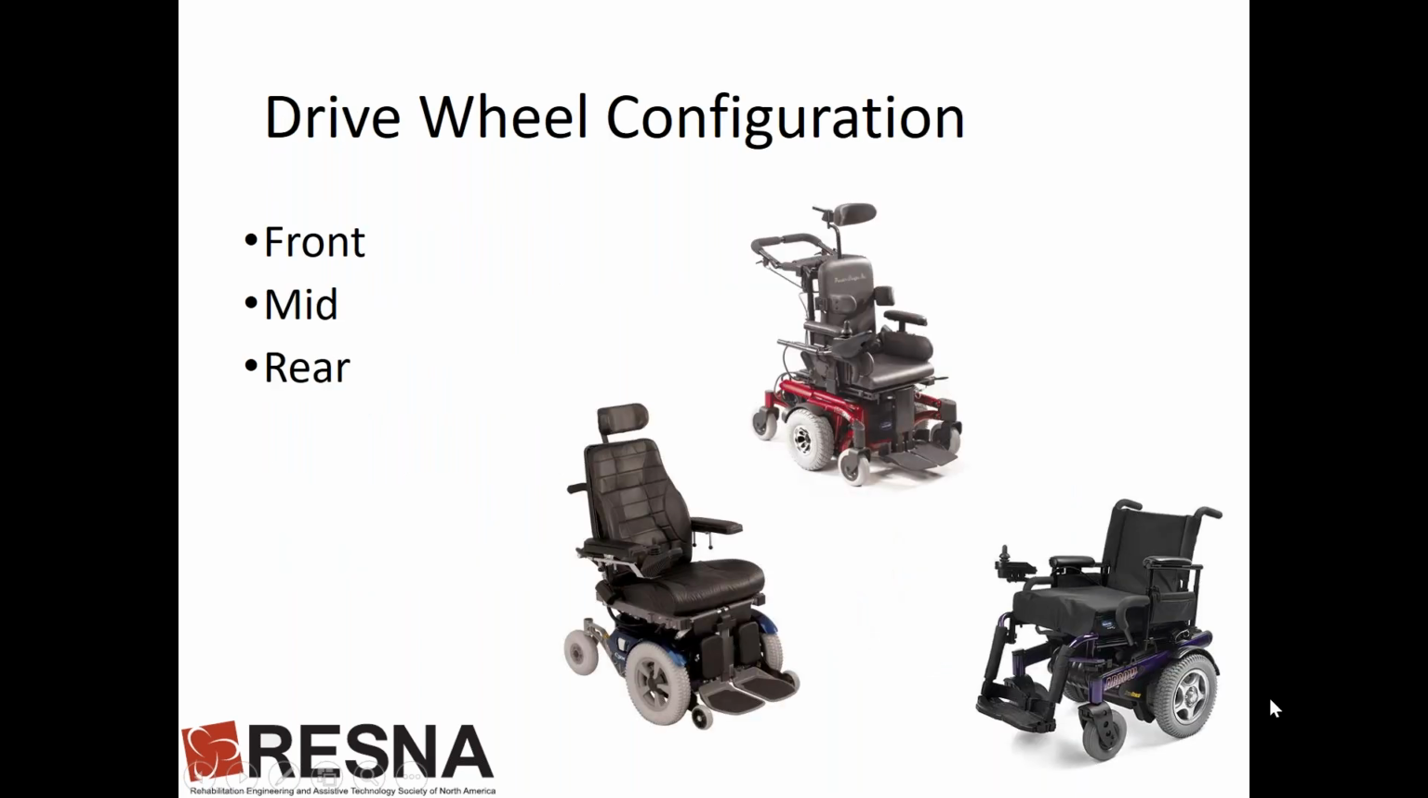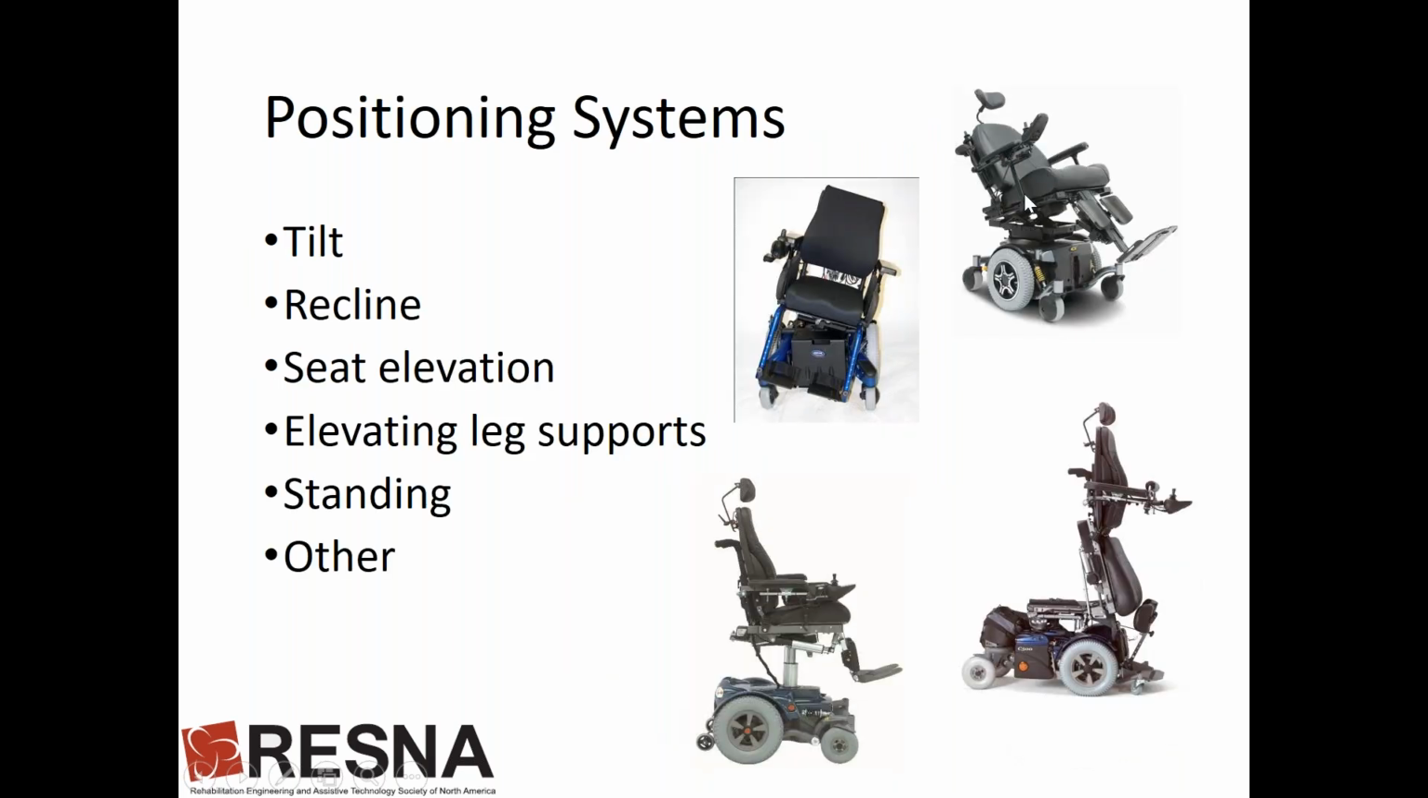So the drive configurations, I showed you a rear wheel. This is a mid wheel, and this is a front wheel. We talked a little bit about positions before. So this is a tilt. This is a lateral tilt. This is a seat elevator. Elevating leg rests are here. You have calf pads, and so this can extend up. This is a standing feature. And then I talked about anterior tilt before. Before you get into standing, you go into like an anterior tilt.